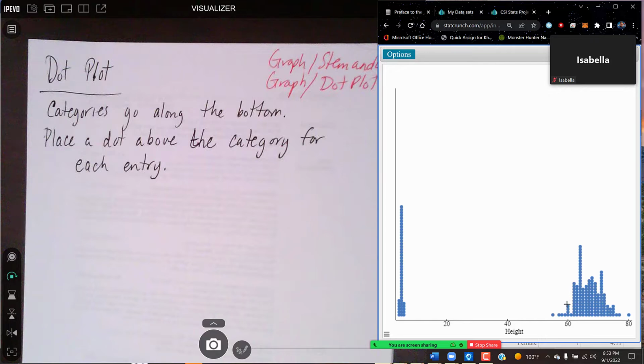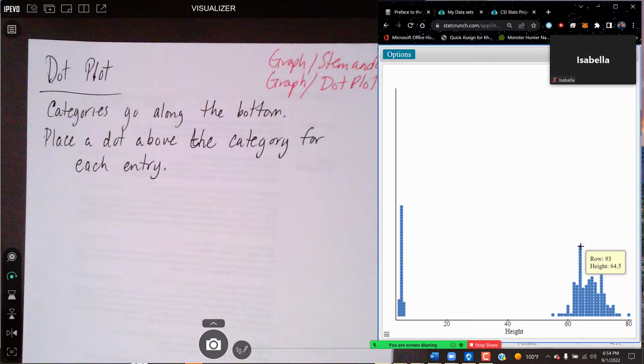So at 60, there were 4 entries. There were 4 people that were exactly 60 inches tall, or 5 feet tall. This one was a height in the 64 category. People that included their half inch, it's probably me. I'm very proud of that half inch.